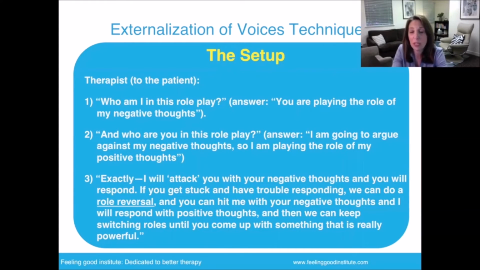positive thoughts. If you get stuck and you have trouble responding, we can always do a role reversal, and that would mean that you would hit me with your negative thoughts and I can respond with positive thoughts, and then we'll role reverse back. We would need to keep role reversing until you feel like you've gotten something that feels really powerful, until you really feel like you're the positive voice and you're winning.